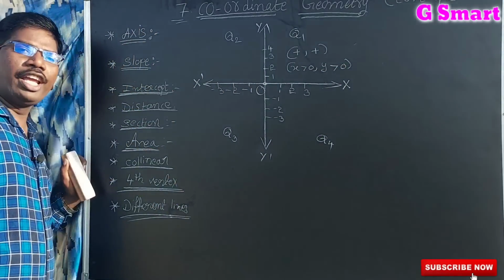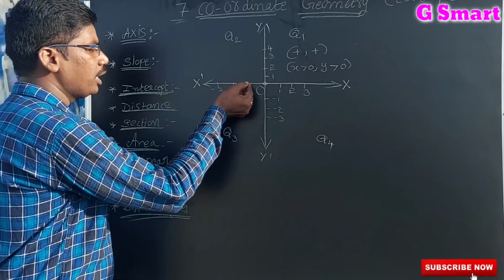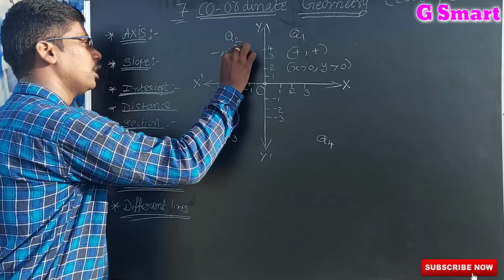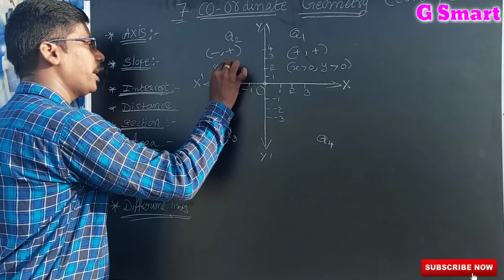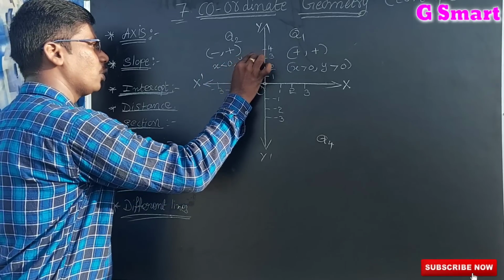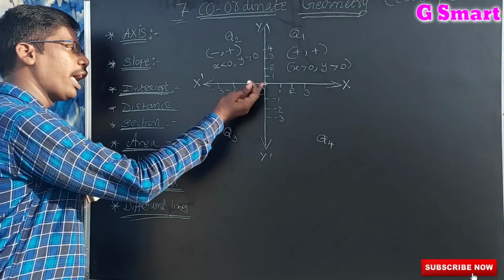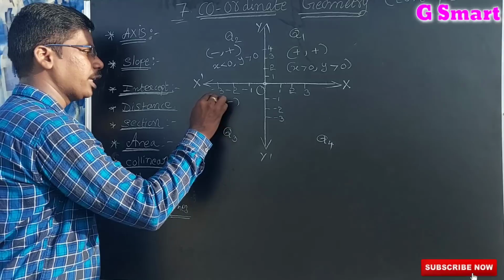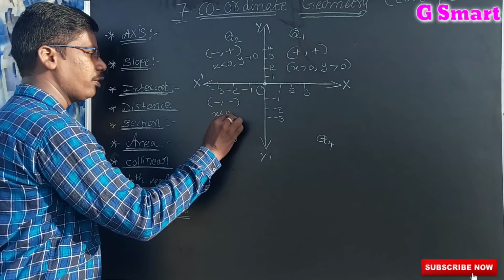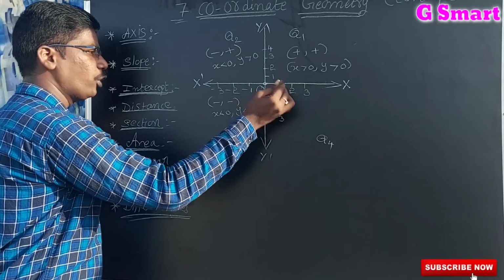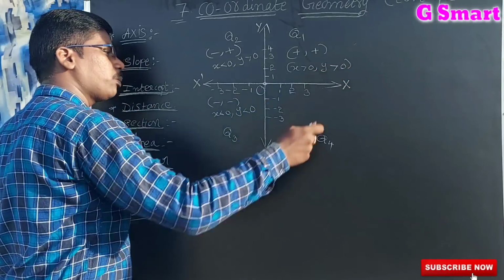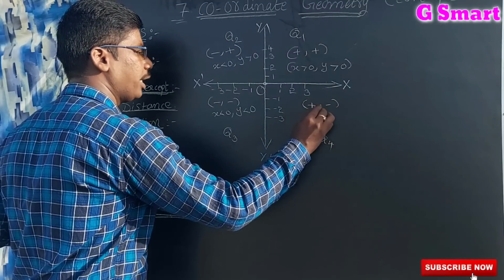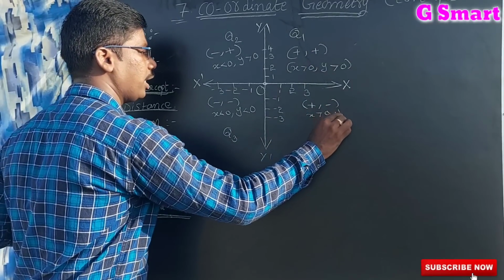In the second quadrant, the x values are negative, so minus, and the y values are positive, so plus. So x less than 0 and y greater than 0. In the third quadrant, x values are negative and y values are also negative, so minus and minus, that is x less than 0 and y less than 0. In the fourth quadrant, x values are positive and y values are negative, so plus and minus, that is x greater than 0 and y less than 0.